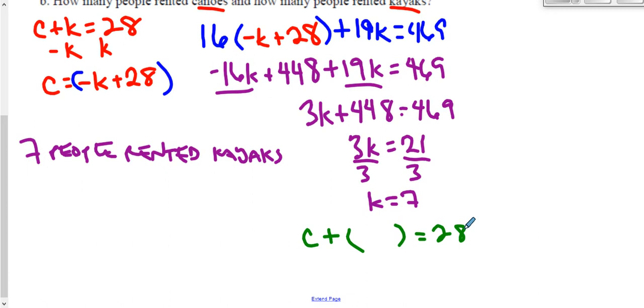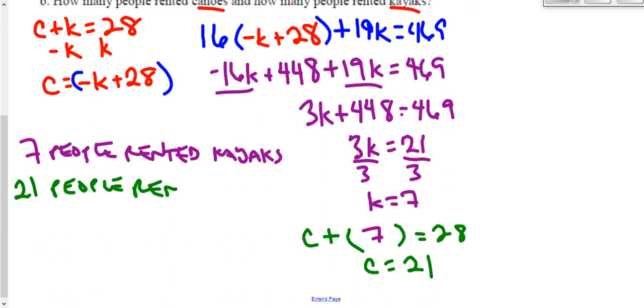And I know that K is the number 7. So if I solve this for C, all I have to do is subtract that K from both sides, and C is the number 21, which tells me 21 people rented canoes, and I have solved my system. Rented canoes. There we go.